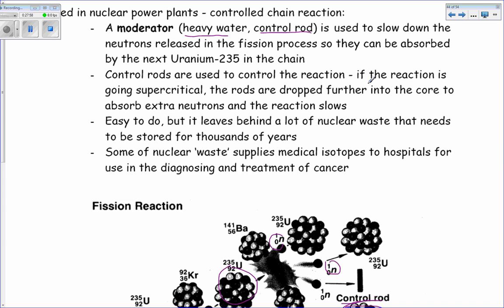Control rods are used to control the reaction. If the reaction is going supercritical, the rods are dropped further into the core, and what they do is they then absorb extra neutrons, and that slows the reaction down.